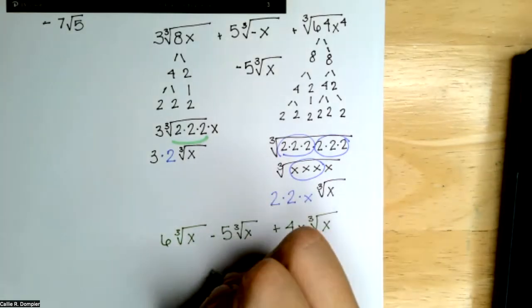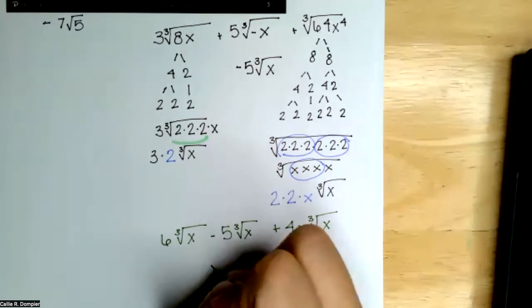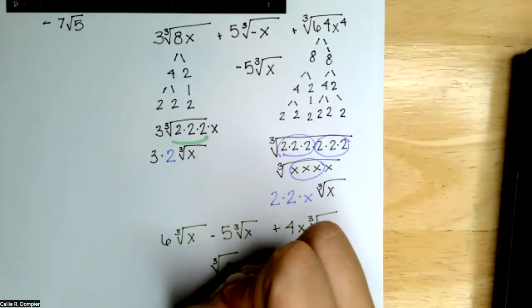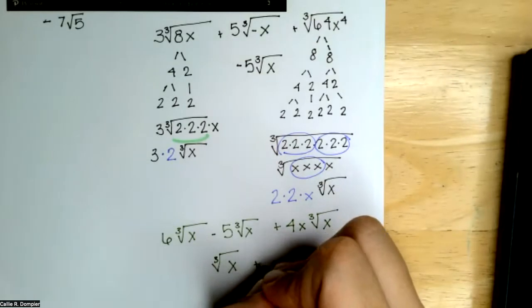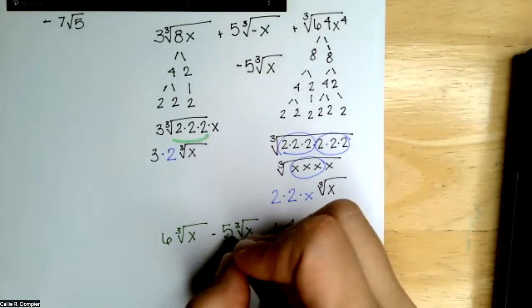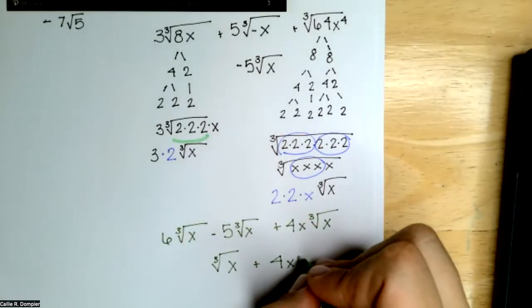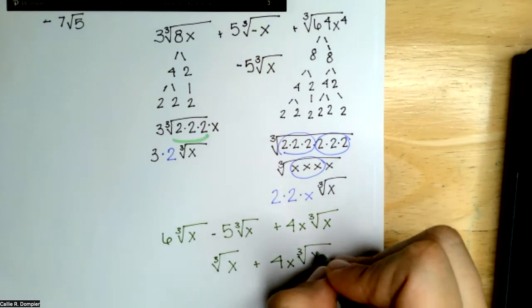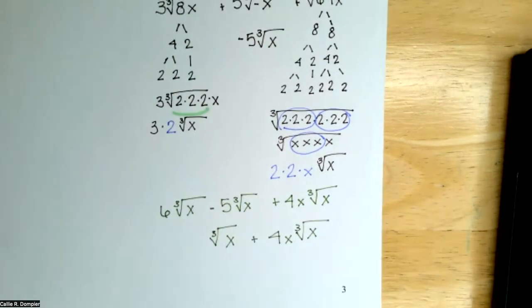6 minus 5 just becomes, sorry, 1 cubed root x. And then we can't combine it with 4x because 4x is not like terms with 5 and 6. So that's the final answer.